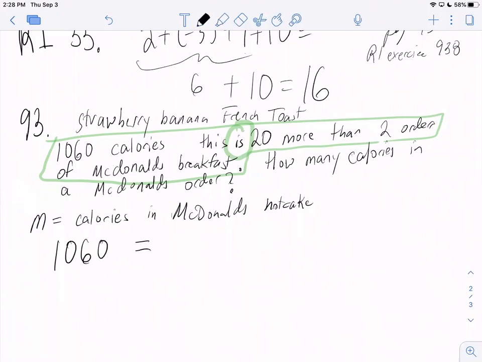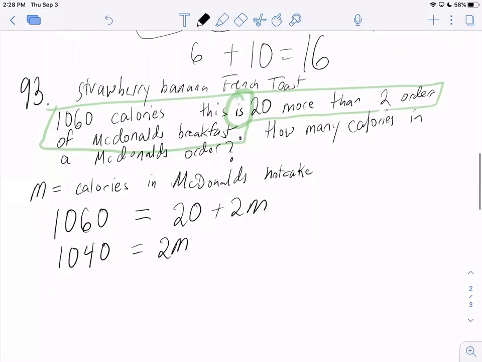is 20 more than 2 orders, or it has 20 more calories than 2 orders of the breakfast. So this is 20 plus 2m. All right, now let's try to solve this. Subtract 20 from both sides. You get 1040 equals 2m, and divide both sides by 2.